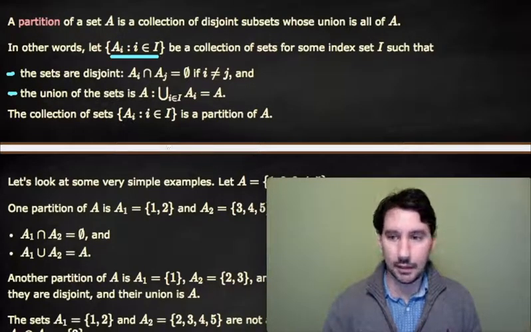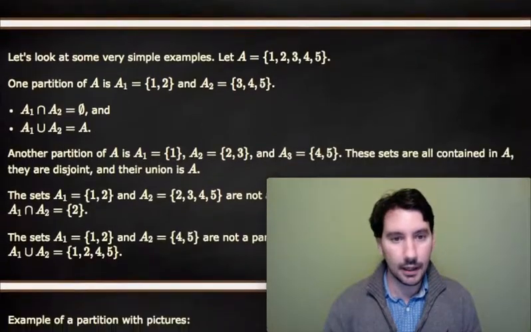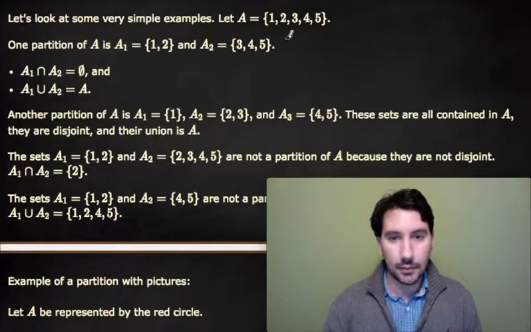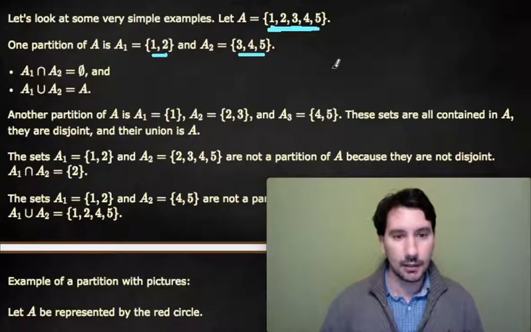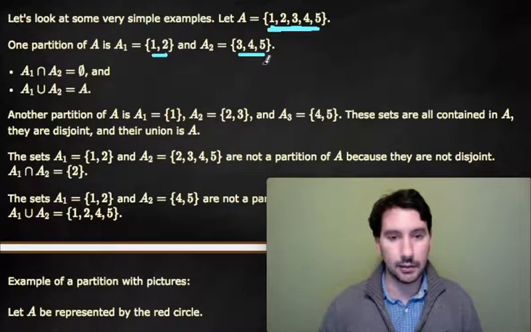So let's look at a simple example. We're going to let A be the set {1, 2, 3, 4, 5}. One partition of A would be A1 is {1, 2}, and A2 is {3, 4, 5}. So we've broken it into two smaller sets. Notice that the intersection of A1 and A2 is empty, so there's nothing that they have in common. And the union of A1 and A2 is all of A.